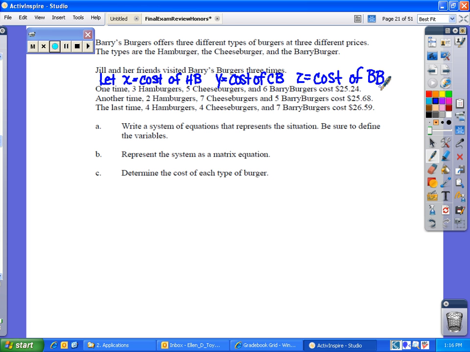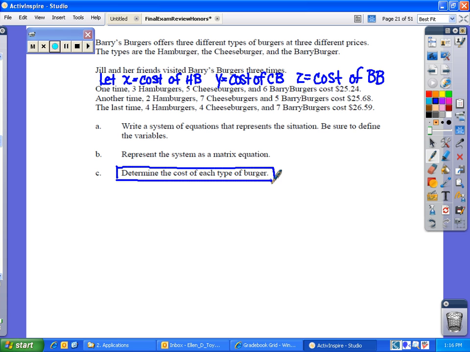Now, how did I know that x, y, and z represented the costs? If you read through the problem, it tells us how many, and it tells us the total cost. And the very last question says determine the cost of each type of burger. This is what tells us what exactly we're looking for and what our unknowns are.